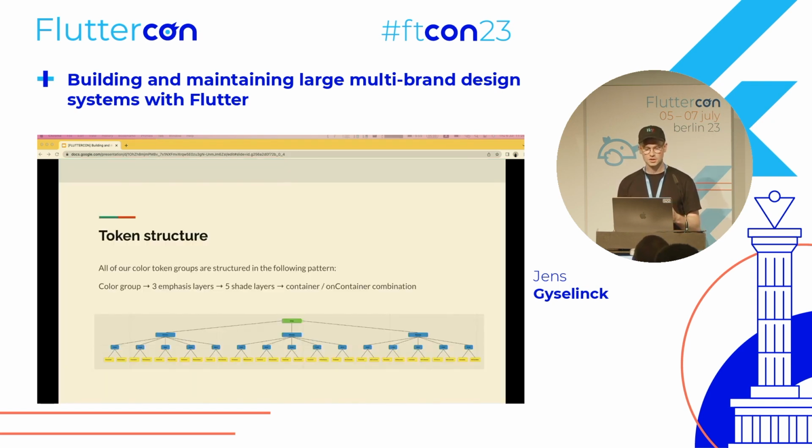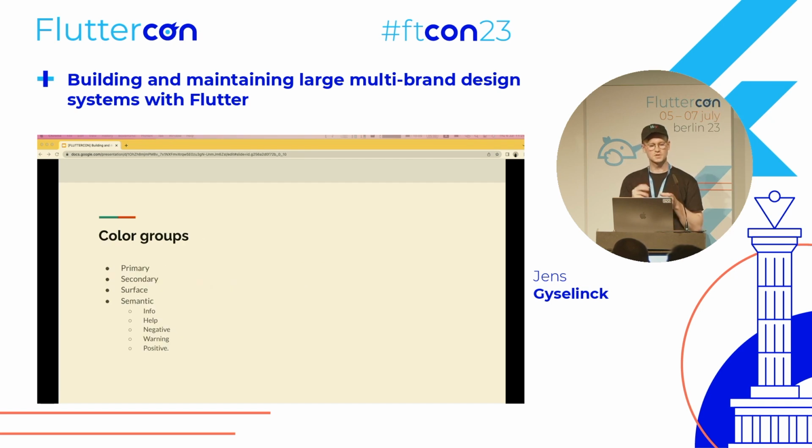So our token structure, they're all following that same pattern. And it's this, what you see here. First of all, you have a color group, and each color group has 3 emphasis layers: high emphasis, medium emphasis, and low emphasis. And each emphasis layer has 5 shade layers. And each shade layer has a container and on-container combination. And I'll explain those a little bit more in a second.